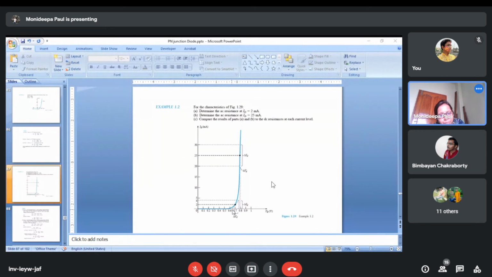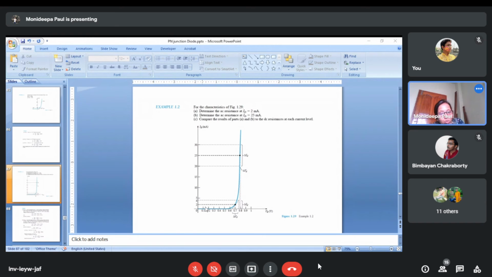Ma'am, can you repeat? Yes. When we find the AC resistance, corresponding voltage is 0.7. Instead of considering the particular voltage, we consider the range of voltage and the corresponding range of current, keeping the given current or given voltage in the middle.